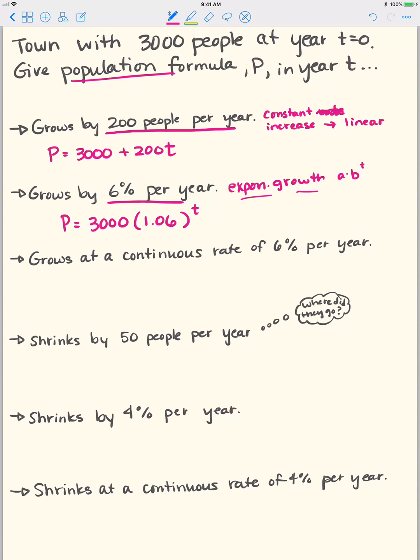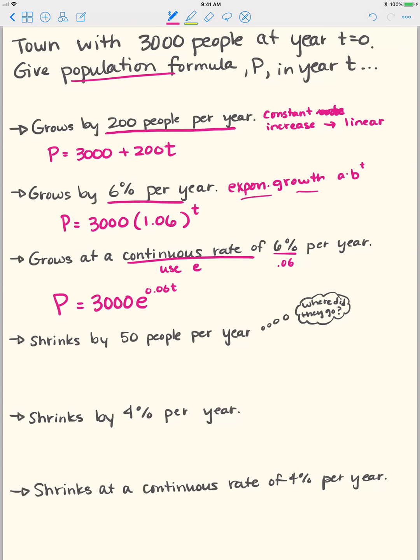If you have the next example where it grows at a continuous rate of 6% per year, remember 6% is 0.06 as a decimal, and because it's continuous, you were going to use e. So our population function will start with 3,000 people, and then we'll multiply e to the 0.06t as our exponent to indicate that it's growing at a continuous rate of 6% per year.